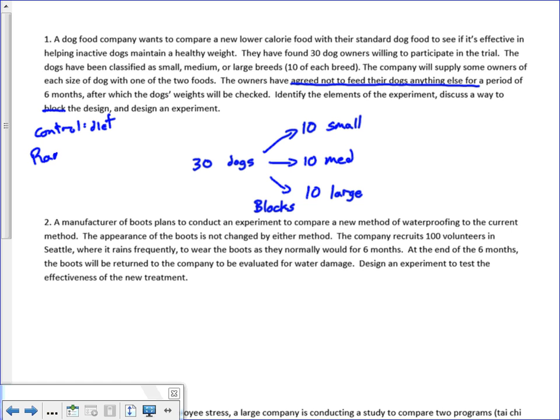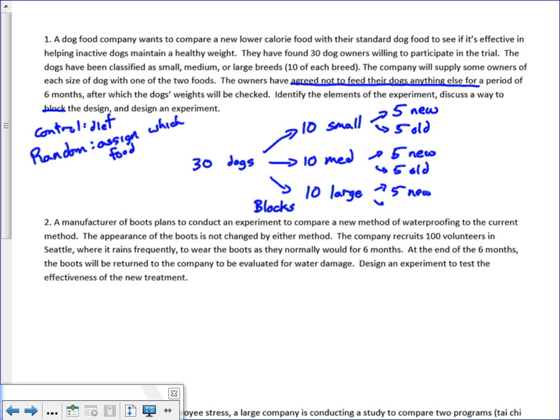We need randomization. Well, so far we can't randomly assign them to their size, but we can randomly assign which food, right? So maybe we give each dog a number, the small dogs 1 through 10. We'll pick 5 unique numbers to get the new food. The remaining 5 get the old food. Same for the medium: 5 will get the new, 5 will get the old. Same thing here, 5 new, 5 old. This would be our randomization step.